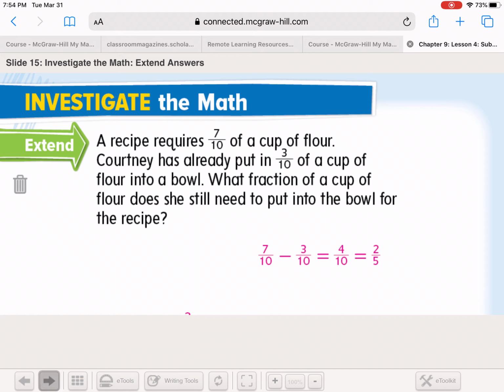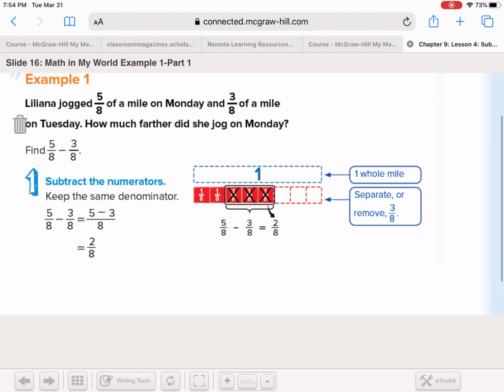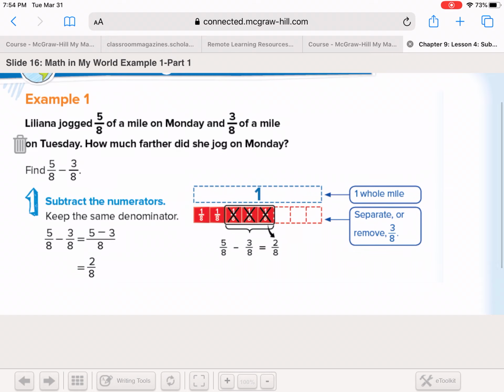Got it? All right, here's Math in My World so you guys can pick up in your books with me.